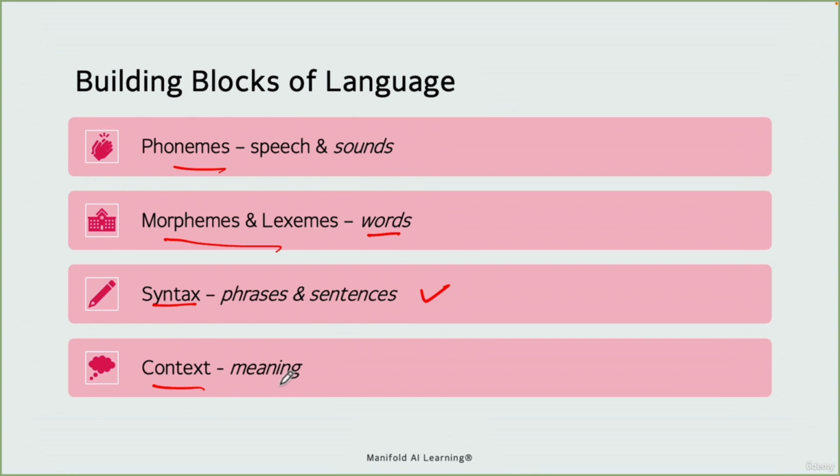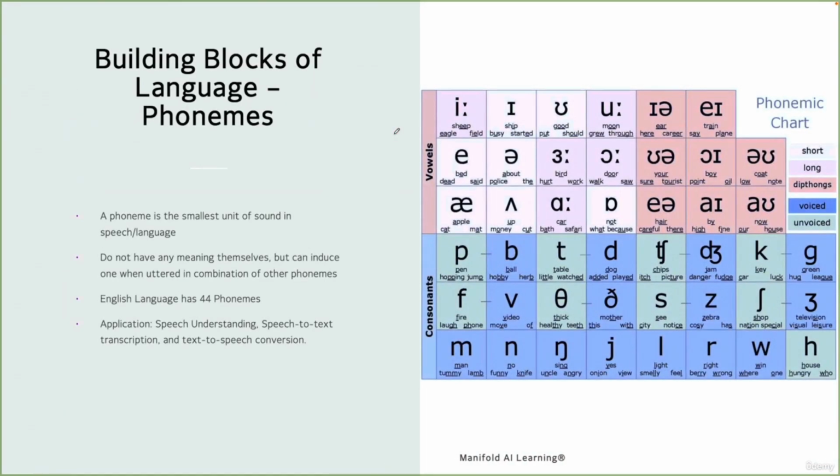And whenever we are building any natural language processing based application, we will require different levels of understanding and different levels of these building blocks when we are doing the implementation. Now, let's take a deeper dive and understand these four building blocks of a language. So let's start with phonemes.